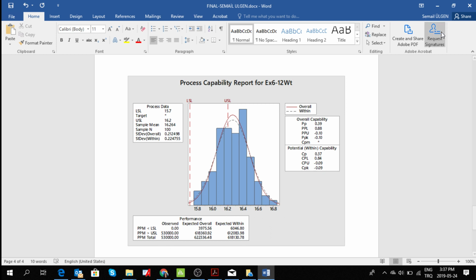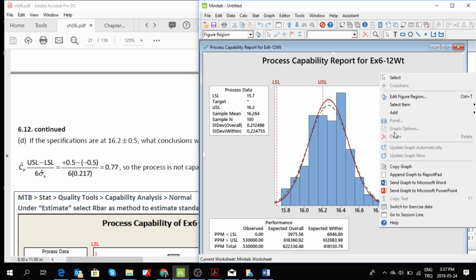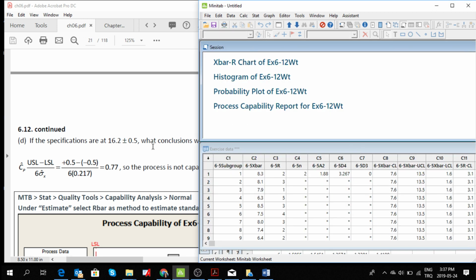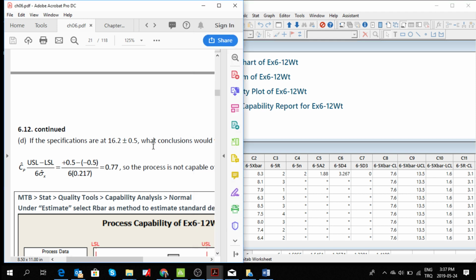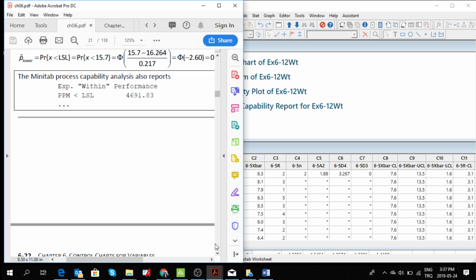Yeah, let's keep it in here. Let's save it, always save. And I'm going to just remove it. Close that, don't keep it. Okay, and the next question is, what's the next question about? This is about the fraction of conformities, non-conformities, right?